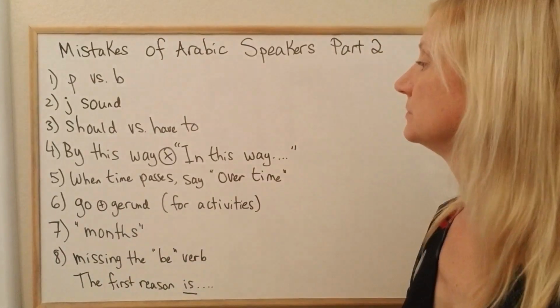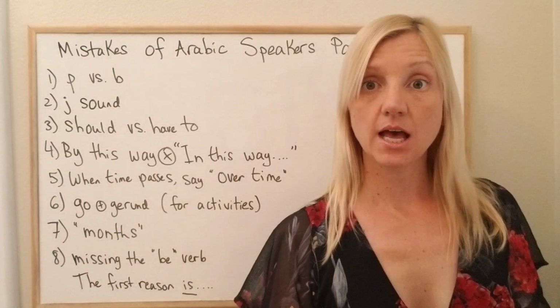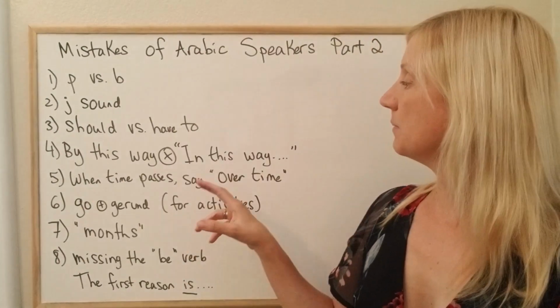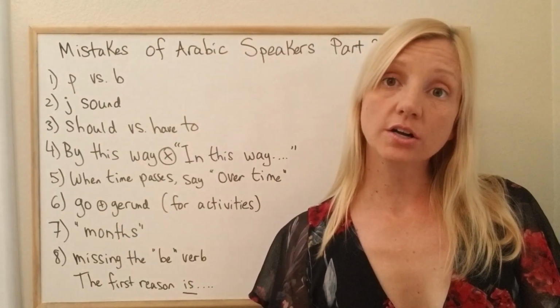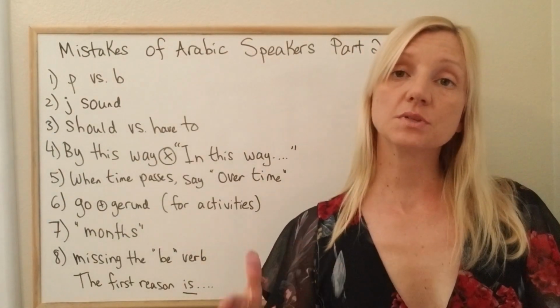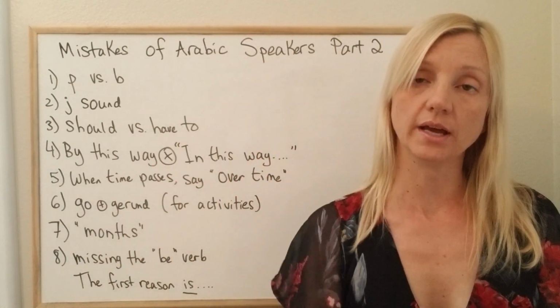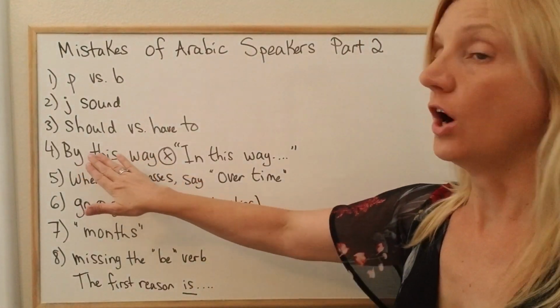Subject-verb agreement. Okay, a lot of my Arabic speaking students tend to say, by this way, when they say how something is done. But Americans say in this way. So my daughter studied hard, and in this way, she was able to pass all her exams. That is the correct way of doing that, okay? And in this way, okay? So, not by this way.